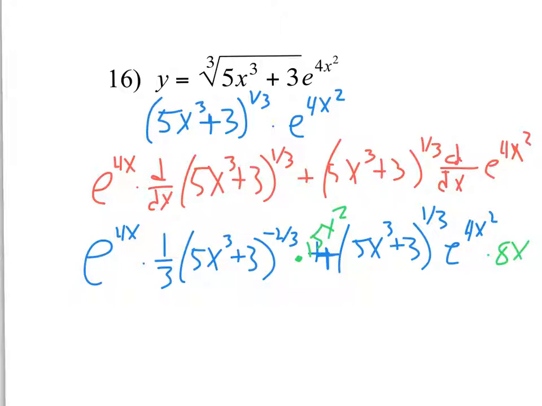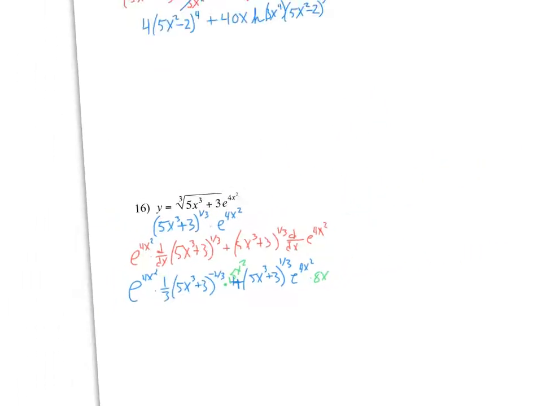Again, not a heck of a lot that you can do here. You may have noticed that I forgot squareds on those e to the 4x's. I guess I could factor an e to the 4x squared out of both of these, and maybe there's stuff you can combine there. But with things that are this complex, likely you're not going to get much of a simplified answer.